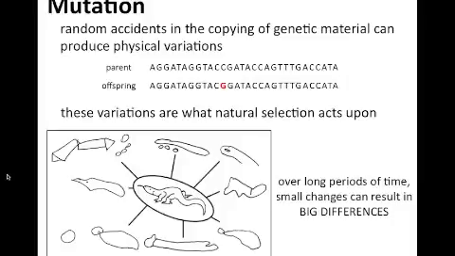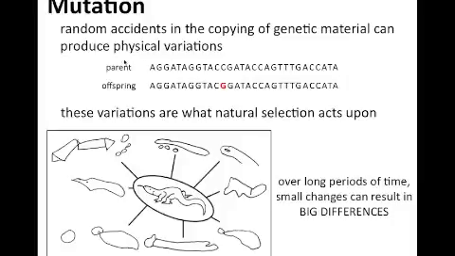The second mechanism of genetic evolution is mutation. Mutations are random accidents in the copying of genetic material. So every time a being reproduces, a parent has an offspring, they pass on their DNA, they pass on their genes, and they pass on an exact copy of their own genes. However, sometimes mistakes are made in this copying process.